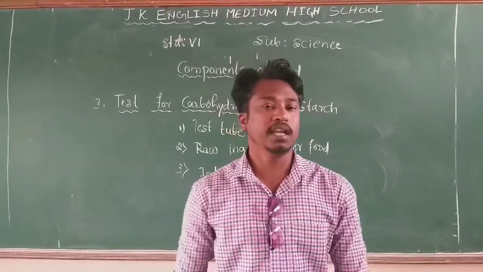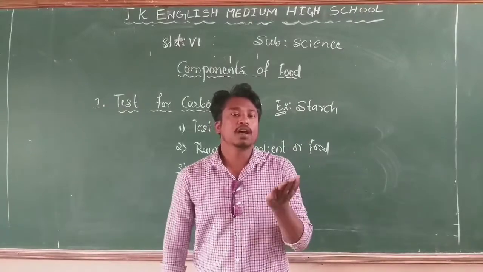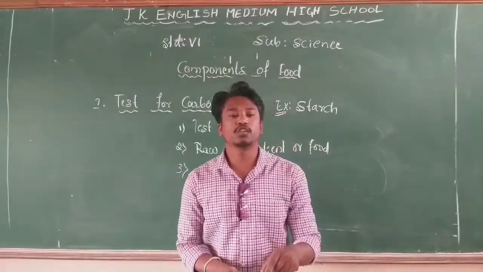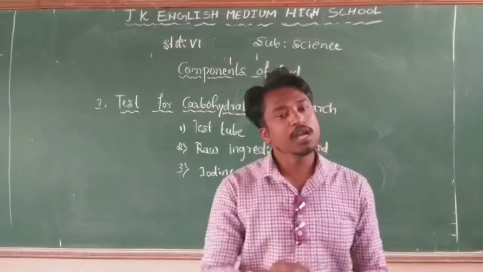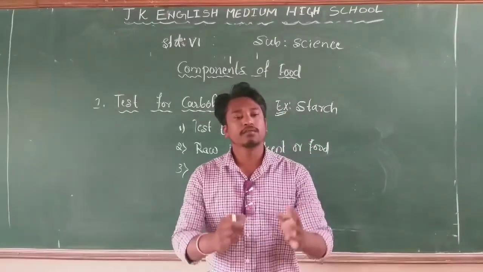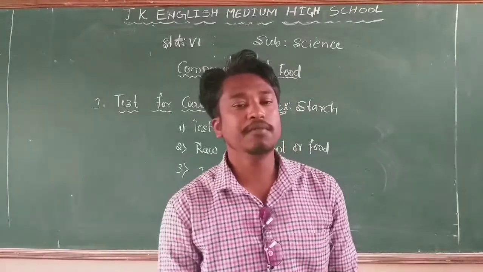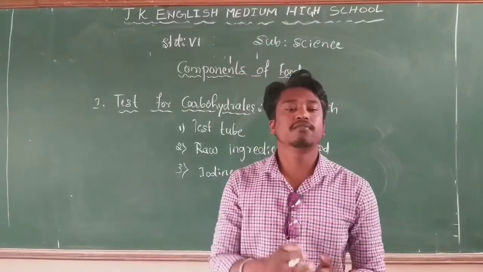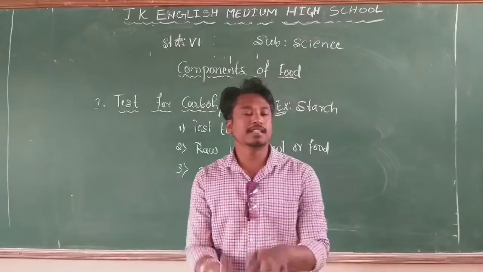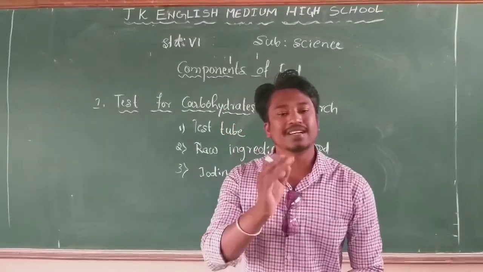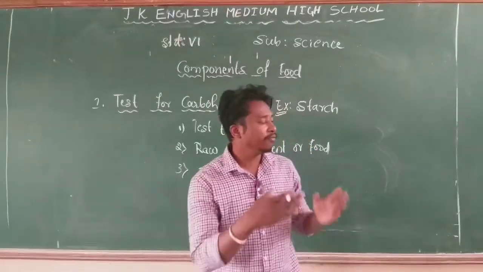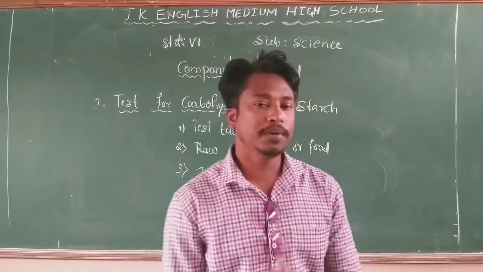I will explain once again what to do. First, we take a raw ingredient or food and put a little bit into a test tube. After that we put iodine solution in it, then shake a little bit and leave it for some time. After some time we observe whether the food has changed its color to blue black. If the color has changed to blue black, then we conclude that the food contains carbohydrates. I hope you understood.